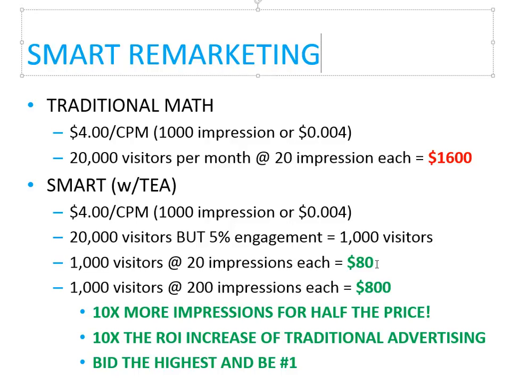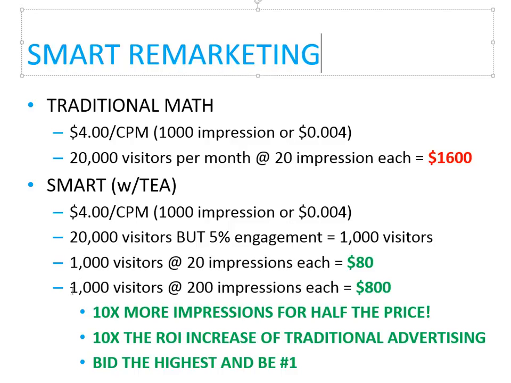But 20 impressions is minimum, and the reason why everybody sells you these 20 impression packages is because $1,600 is probably what a small business could afford. They can't really afford more, so they just sell you at the minimum. Ideally, it should be 200 or even 2,000, depending how much of a story you need to tell.